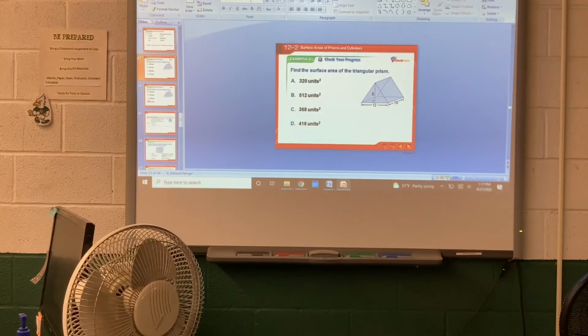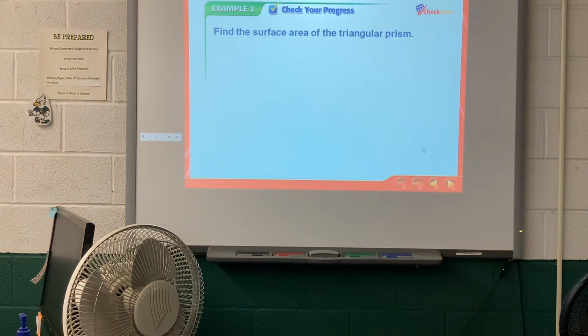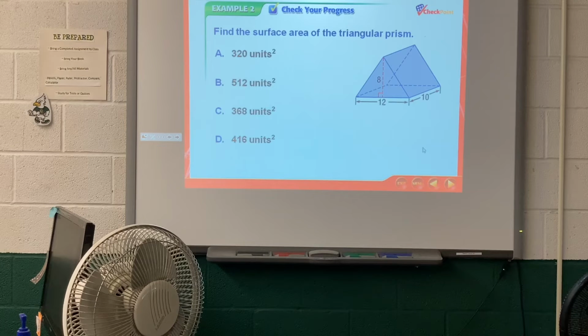So here's the question. First off, they do check. So don't say anything out loud for a second. Let everybody have a chance to think on this one. Is this a regular right prism? Could be. Basically, I'm asking you, is the triangle an equilateral triangle?